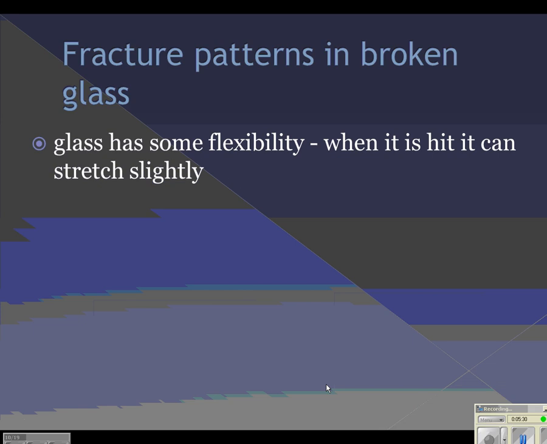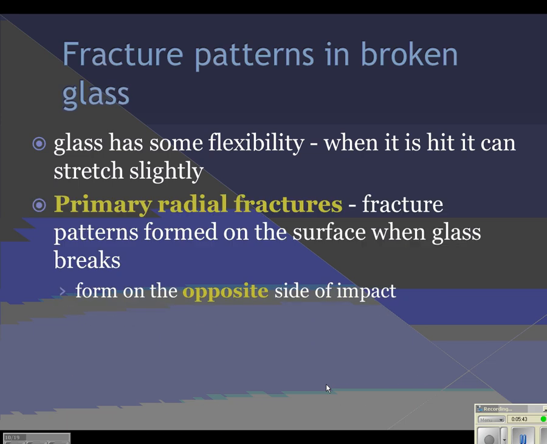Looking at fracture patterns, we know that glass actually does have some flexibility. So when it's hit, it stretches slightly, and we say it reaches its elastic limit. It has a certain point, but after it passes that elastic point, it does break. The first fractures are primary radial fractures, and they're formed on the opposite surface of the glass when it breaks.